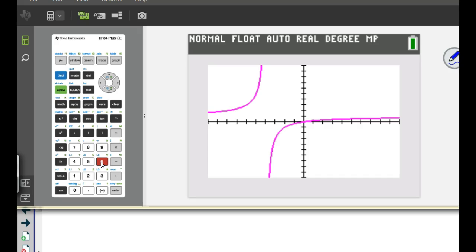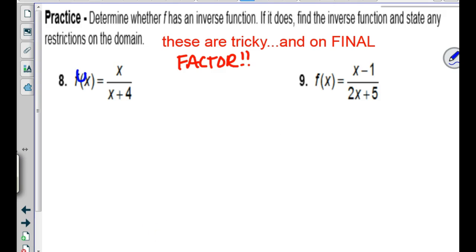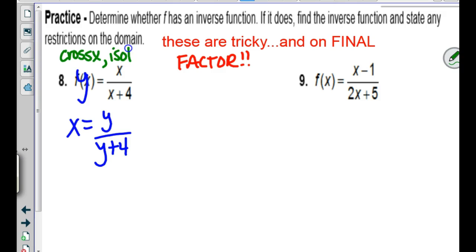Passing the vertical and horizontal line test, guys? Yes? So we can go ahead and switch this to x, and these both become y's. Okay, so before we do the factoring thing, there's 2 steps. We're going to cross multiply. Then we're going to isolate on one side everything that has a y in it, and then we're going to factor. Okay, so cross multiply this, and what will it say?